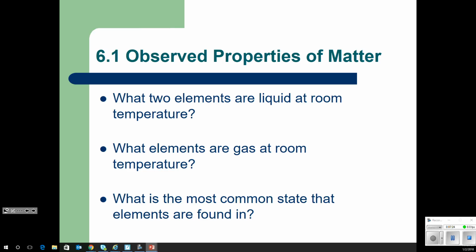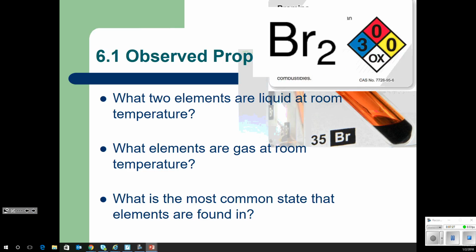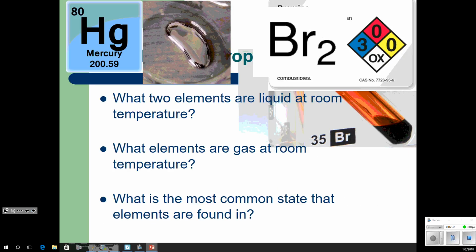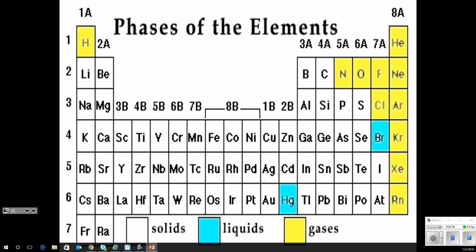Mercury and bromine. So bromine is a dark red liquid, and mercury is a silvery liquid, right? Okay, what are the elements that are gas at room temperature? Noble gases would be part of them. What else? Hydrogen is. What else? Oxygen, nitrogen. Fluorine and chlorine. So the ones in yellow are gases. The ones in blue are liquids. What is everything else in white?